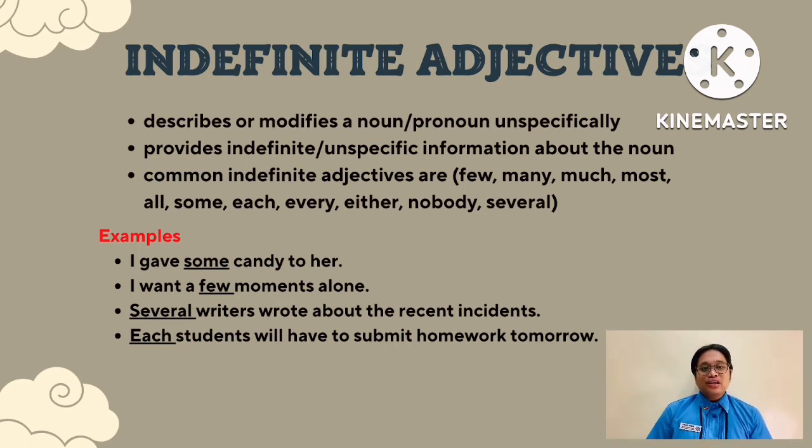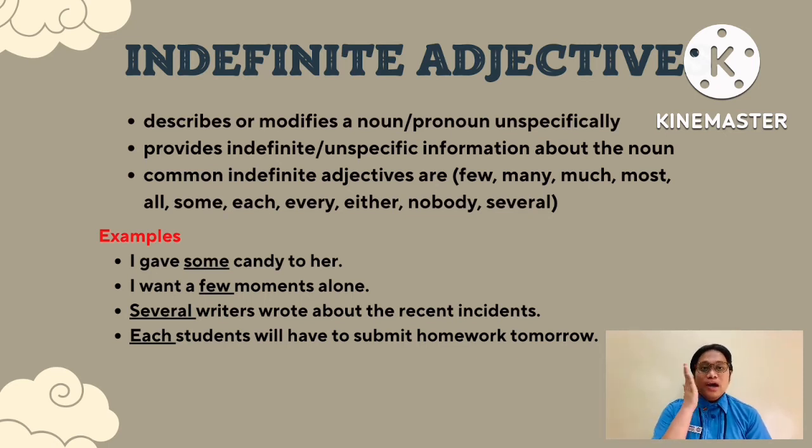Okay, so we have here different examples. The first one we have, I gave some candy to her. So the indefinite adjective used in this sentence is the word some, which refers to the amount or number of the candies, but you are not sure how many or what is the total number of it. So some, or the adjective some, describes the noun candy.